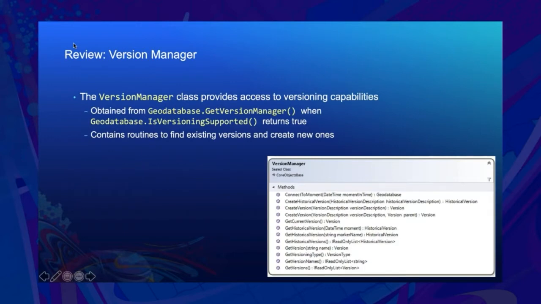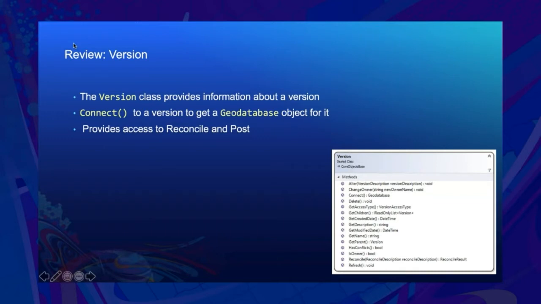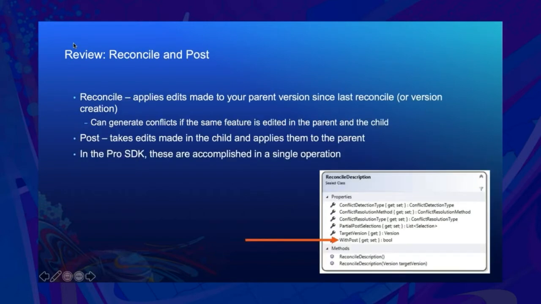So versioning is controlled through a version manager class in the Pro SDK. How you get it is if you have a geodatabase pointer, you call is versioning supported. And if that returns true, then it's safe to call get version manager. Now, the version manager class contains routines to find existing versions and create new ones. Once you get a version, you get a version class, and notably, this has a couple of methods on it that are important. Connect, which allows you to get a geodatabase reference pointing to that version. And of course, the version object also has routines for reconcile and post.